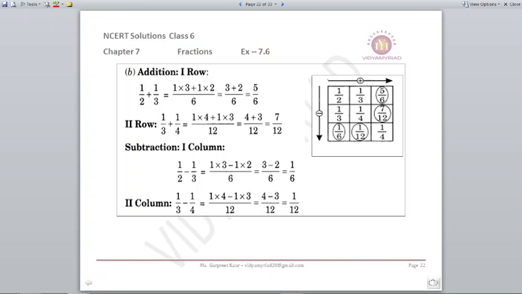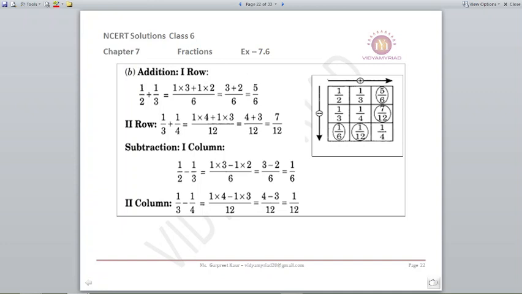For the second row, 1 upon 3 plus 1 upon 4. Again denominators are different. We will take the LCM. 3 and 4 LCM is 12. So 1 into 4 plus 1 into 3 when we do, 4 plus 3 upon 12, which is equal to 7 upon 12.